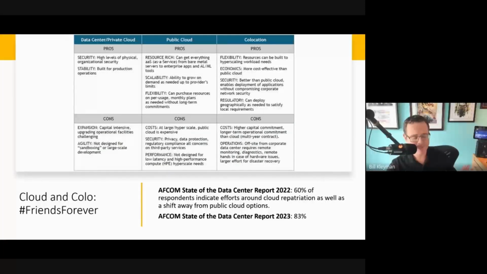Look, there's going to be pros and cons to each of these. Now we're going to get to the crux of the question: which one do I work with? Private on-premise gives you a lot of security, a lot of control, but it could be a high capital-intensive process and operation.